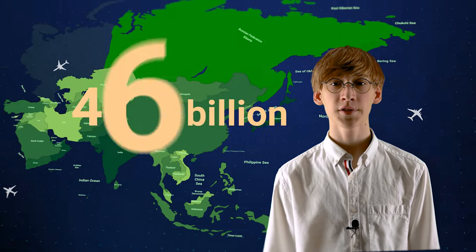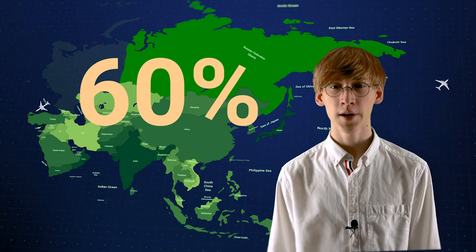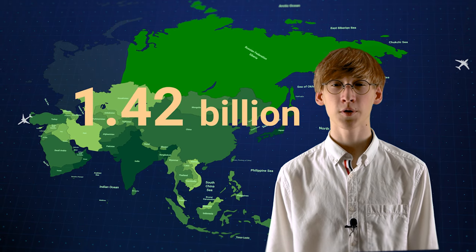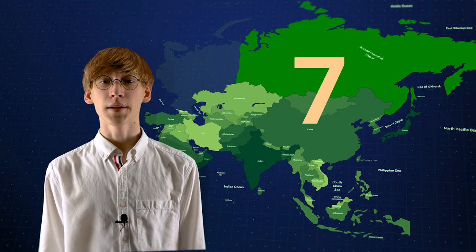An estimated 4.6 billion people live in Asia, which is about 60% of the world population. 1.42 billion of those people live in China. 7 out of 10 of the most populated countries are in Asia. There are more than 2,000 living languages throughout Asia. Major languages are Arabic, Bengali, Burmese, Chinese, Filipino, Hindi, Indonesian, Japanese, Korean, Malay, Russian, Thai, Turkic, Urdu, Vietnamese, and others.